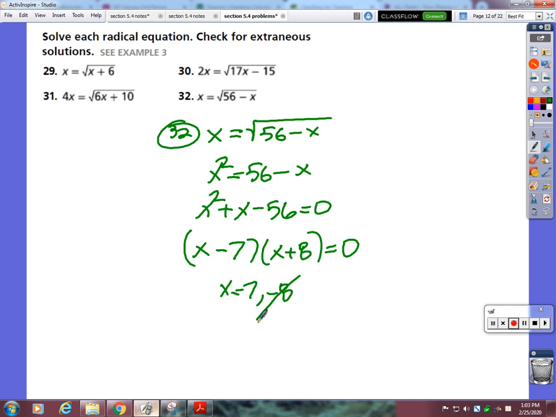Okay, and then we have to throw out negative 8 because it can't be the answer to a square root thingy. So my only answer is 7. Okay. All right. Anything else? Okay, I'll come around and grab those.